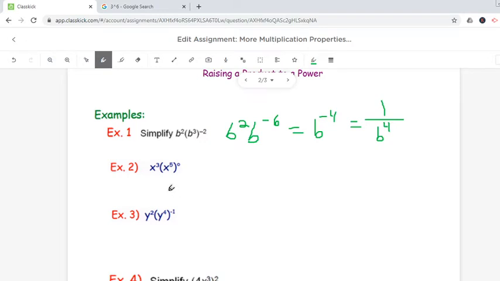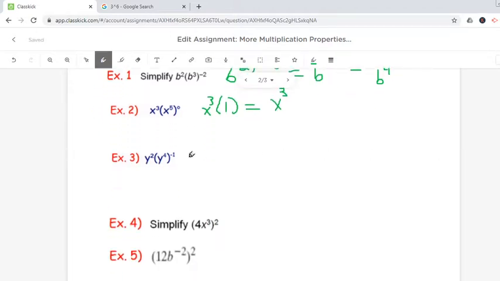Okay. For this one, we have a 0 exponent, so that changes this number to 1. So we have x cubed to the 1, and then x cubed times 1 is x cubed. Okay.